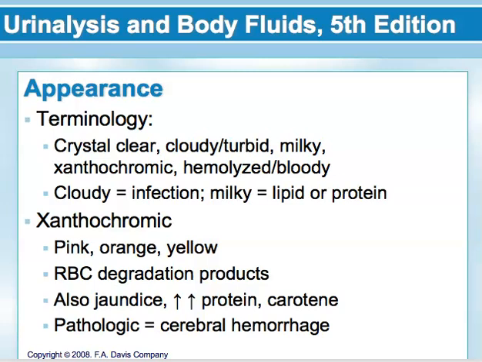A normal CSF is clear and colorless, so really it looks like water, but it can also be described as cloudy or turbid, milky, xanthochromic, hemolyzed, or bloody. Xanthochromia is a term used to describe CSF that is yellow, pink, or orange, and that color is due to red cell degradation products. Other causes could be increased serum bilirubin, presence of the pigment carotene, increased protein concentrations, and melanoma pigment.